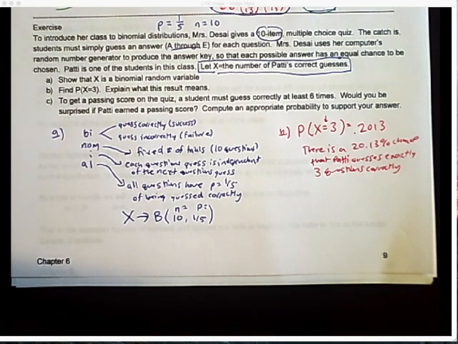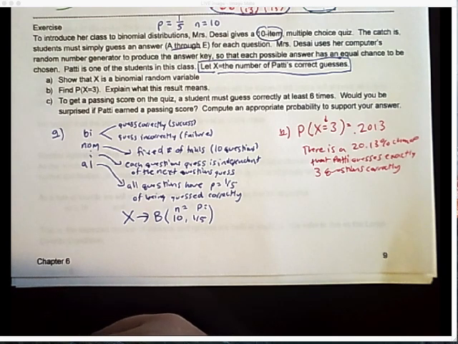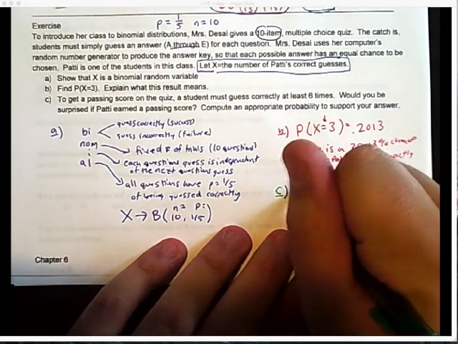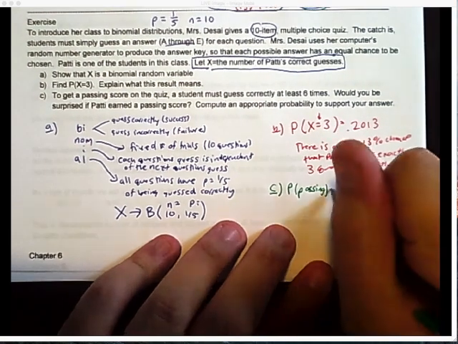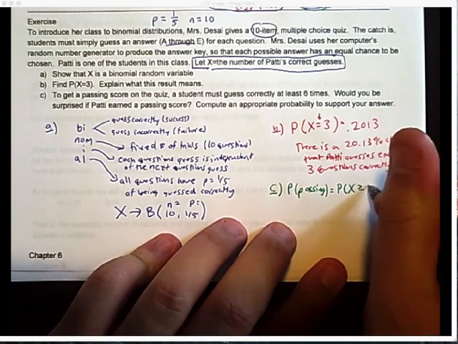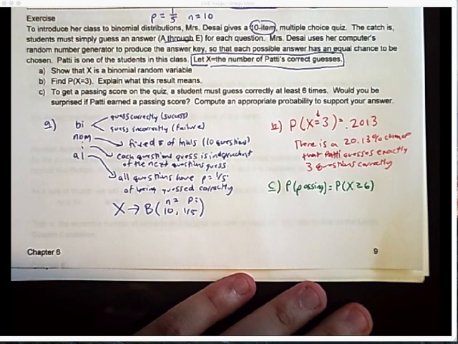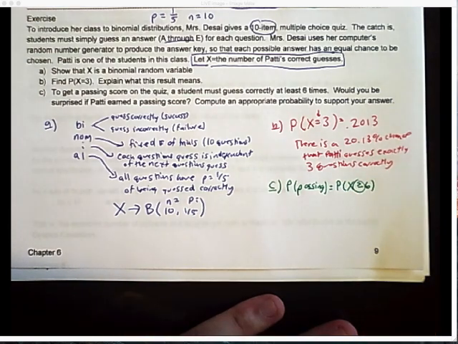All right. So, part C. To get a passing score on a quiz, a student must guess correctly at least 6 times. Would you be surprised if Patty earned a passing score? So we have to figure out what's the probability of getting a passing score. So the probability of getting a passing score is the same as the probability of getting 6 or more questions right. So what we're trying to do is find the probability that x is greater than or equal to 6. Well, there's no button in our calculator that does that, a greater than.